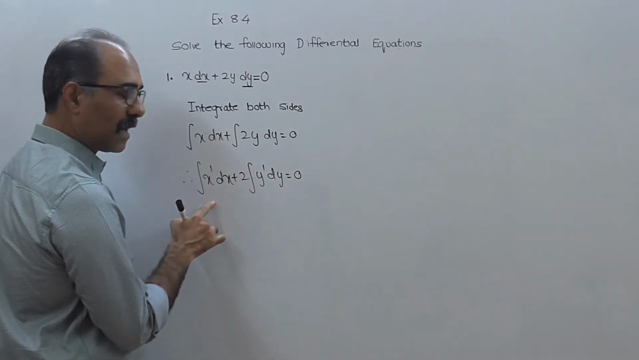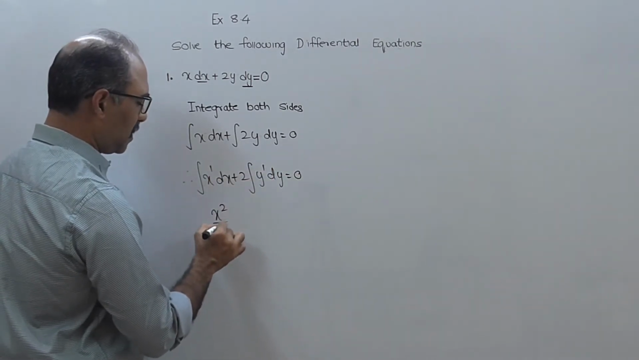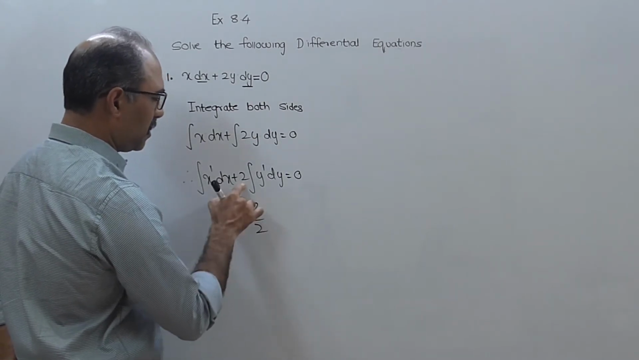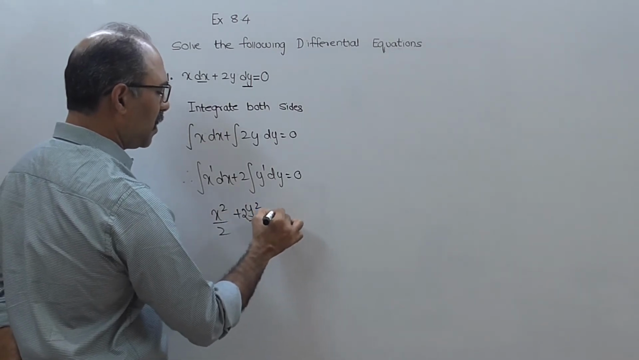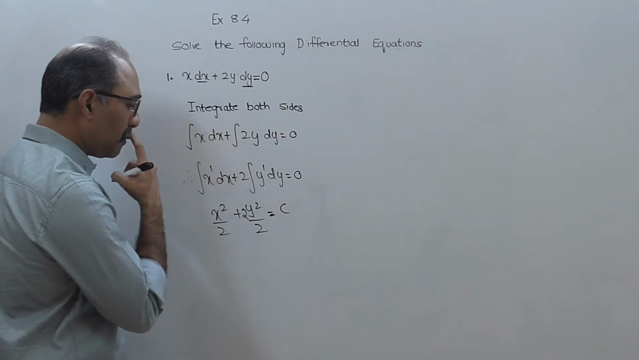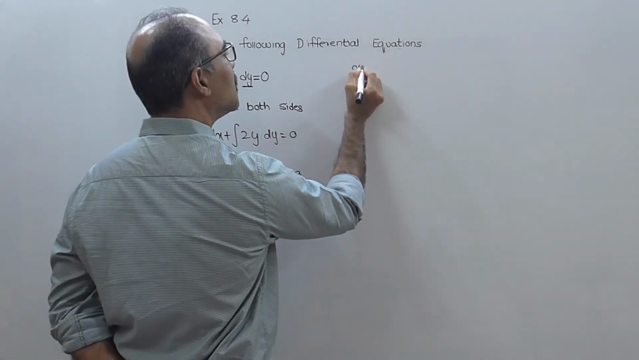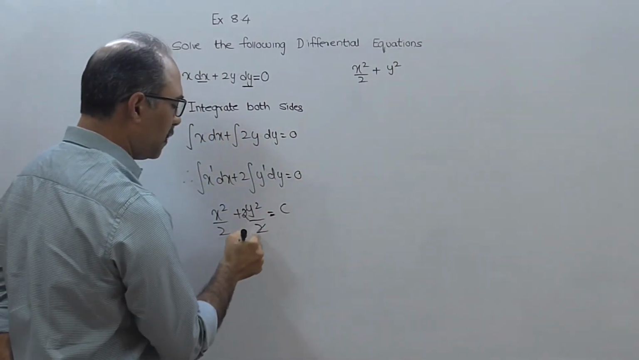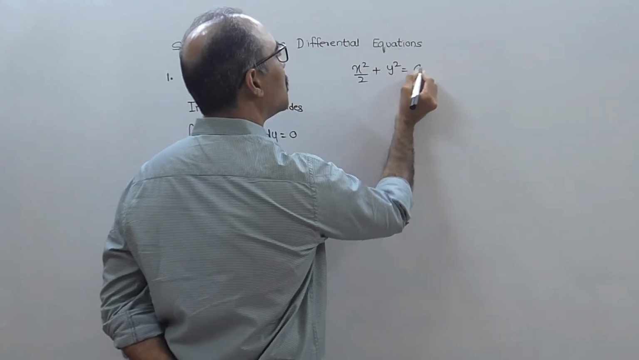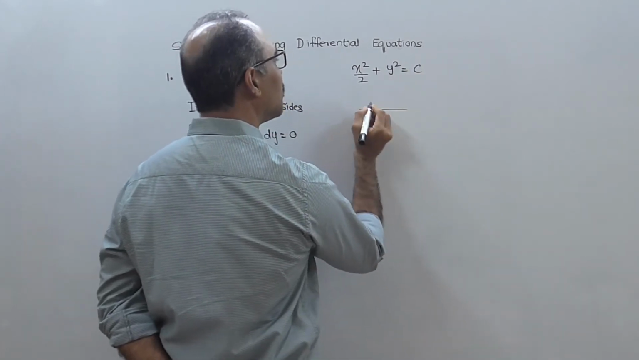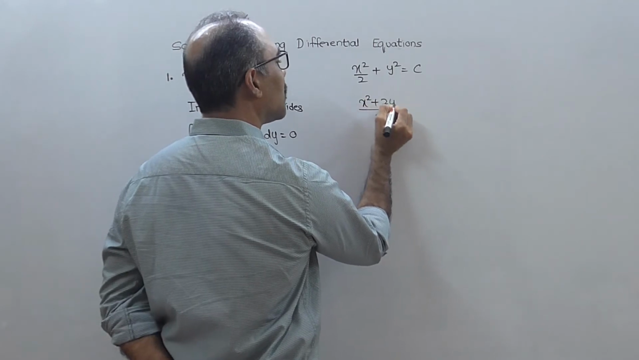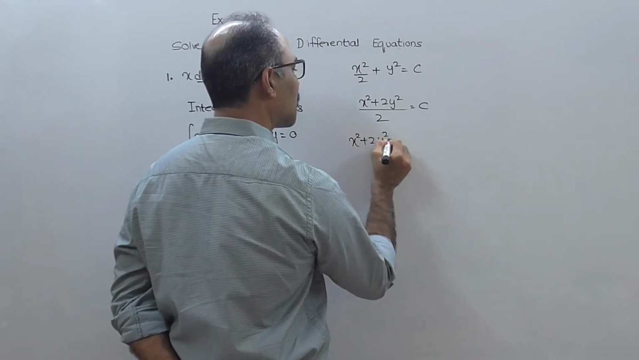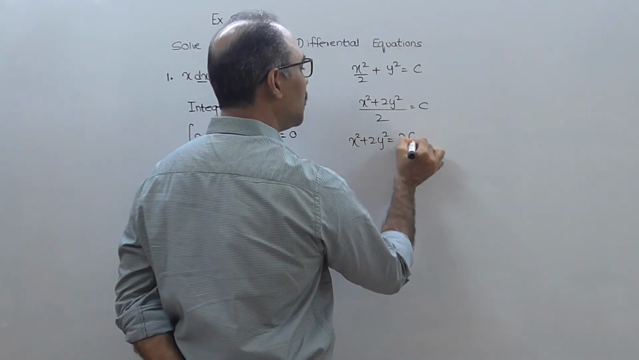So give the power as 1. Integration of x raised to 1 is x square upon 2, while for y raised to 1 it is y square upon 2, but you have got a 2 here. This 2 has to be copied, and ultimately it should be equal to an arbitrary constant which is c. Now you write this as x square upon 2, cancel the 2 from the numerator and denominator belonging to the y term, and that is equal to c. So we can take LCM as 2, we get x square plus 2y square equal to 2c.